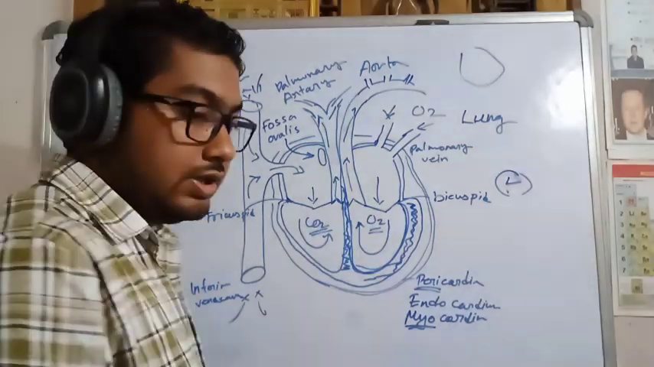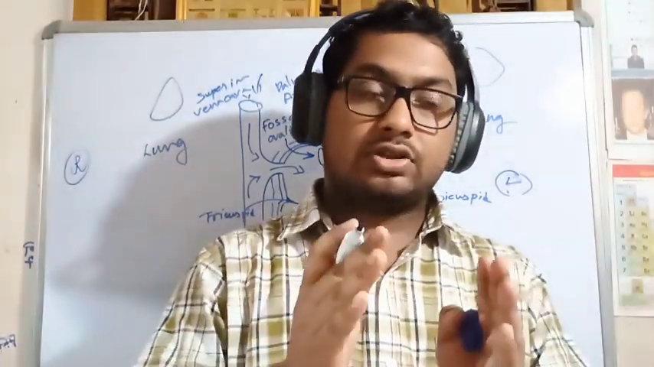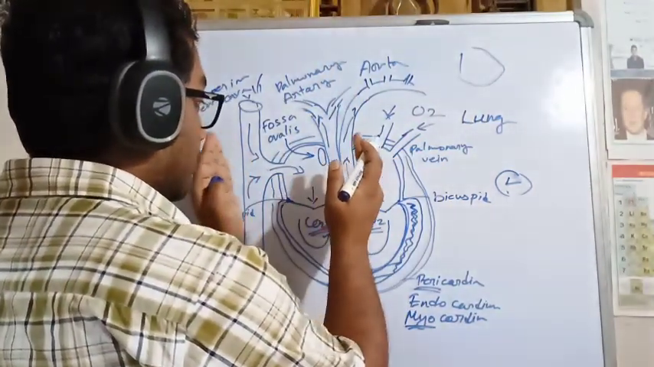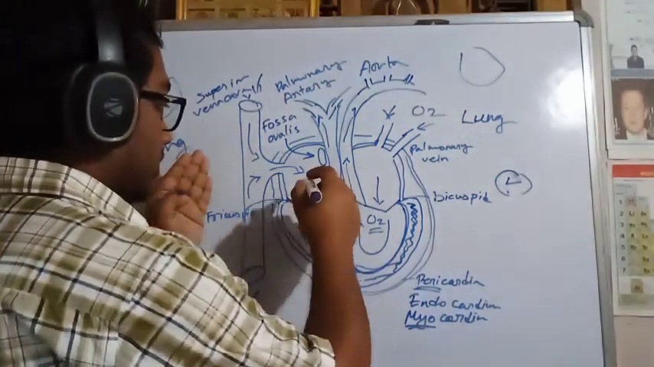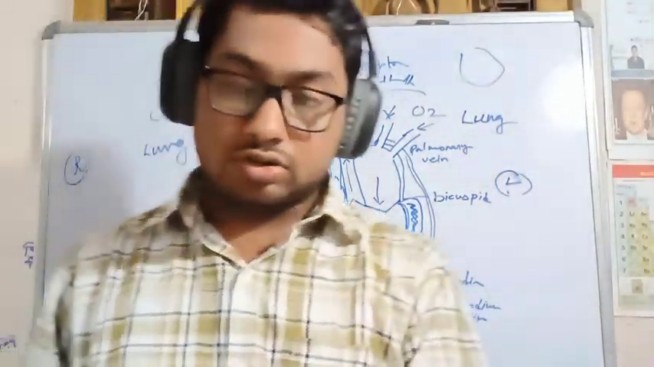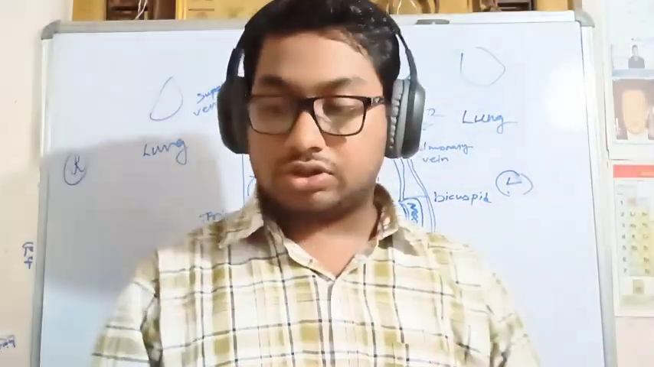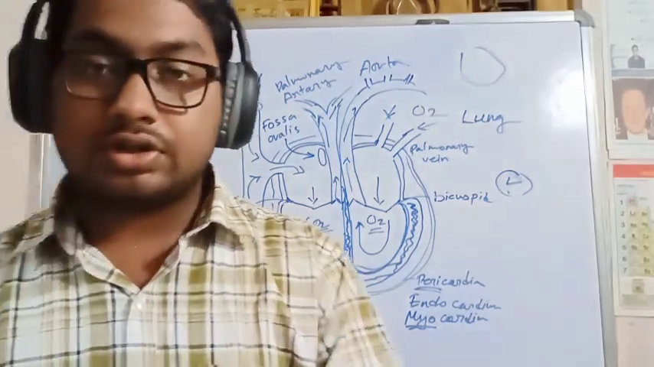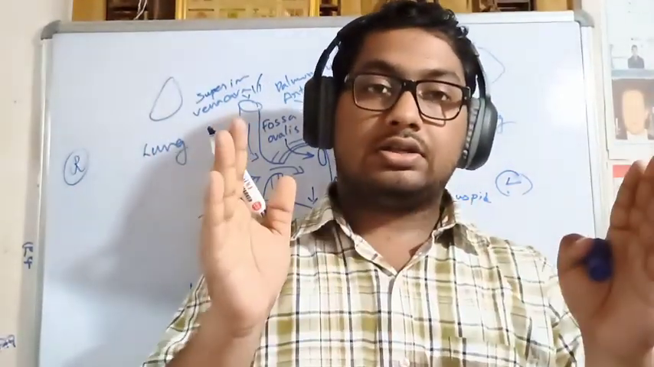And one more thing: the SA node and AV node, for which the heart has systole and diastole. I'm talking about contracting and expanding. When it contracts, blood comes from the body. Contraction is called systole, and when it expands, that is diastole.